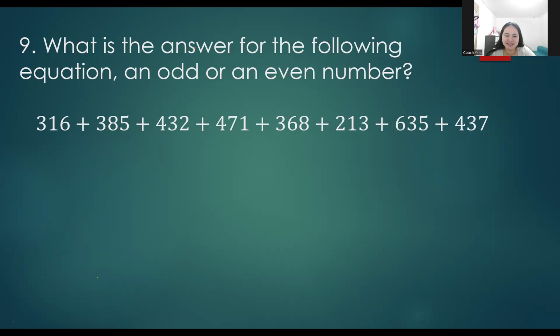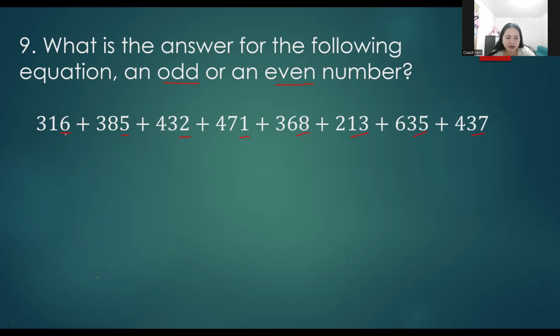So it's just asking, what is the answer for the following equation? Is it an odd or an even number? To answer this one, we just need to find out the units digit of everything. So you just have to add everything: 6, 5, 2, 1, 8, 3, 5, and 7.